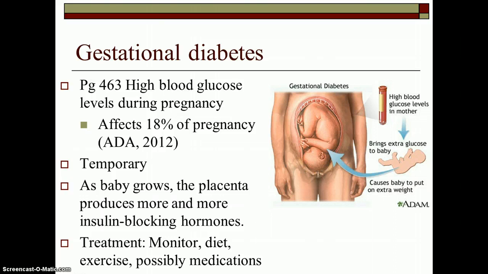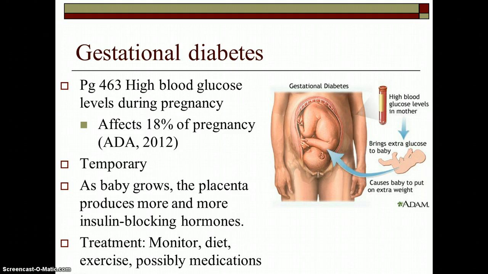As the baby grows, the placenta is going to produce more and more insulin blocking hormones, and that is going to cause the imbalance of the blood sugar levels within their body. During pregnancy, we monitor it. They may have to be doing daily or multiple times a day finger sticks to monitor the blood glucose level.